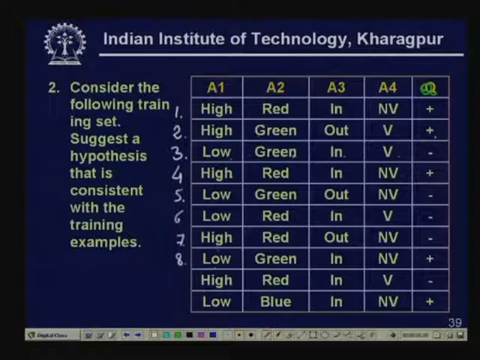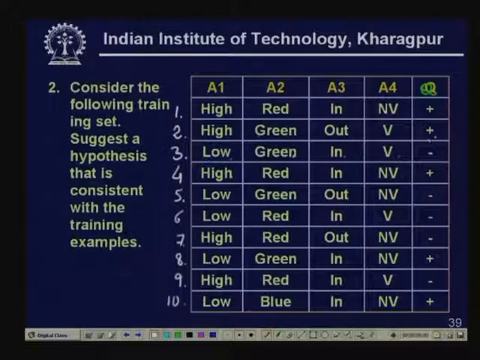Example 8, A1 is low, A2 green, A3 in, A4 NV, Q is positive. Example 9, A1 is high, A2 is red, A3 is in, A4 is V, Q is negative. Example 10, A1 is low, A2 is blue, A3 is in, A4 is NV and Q is positive.